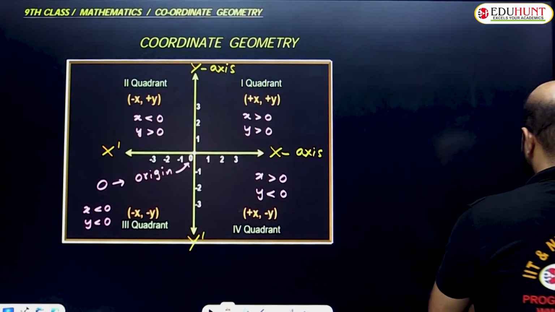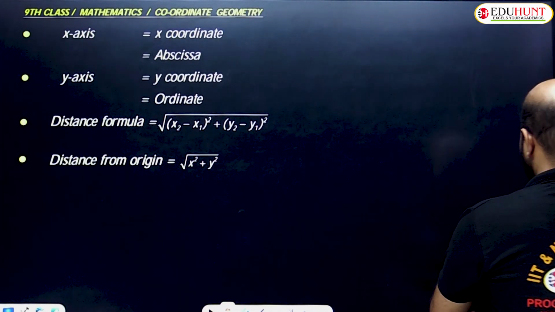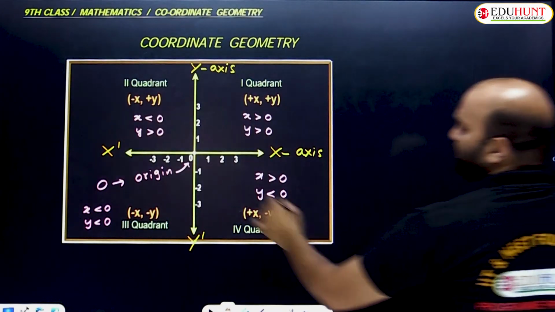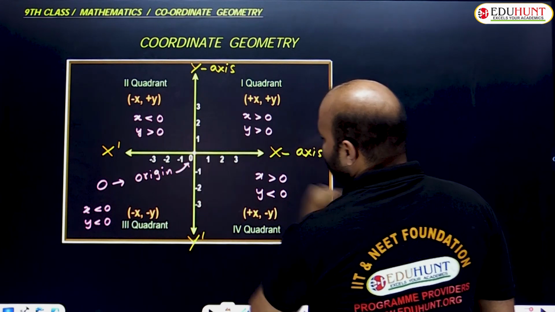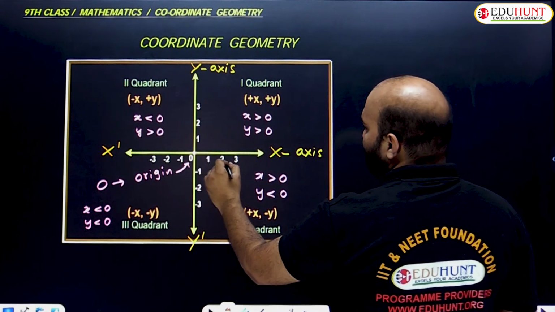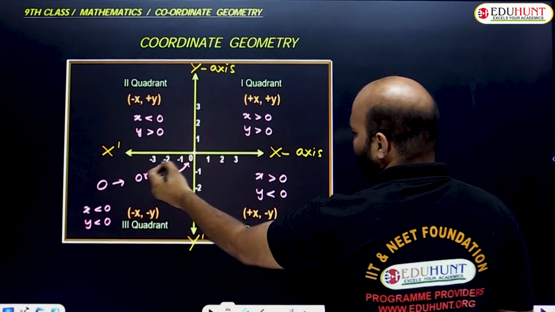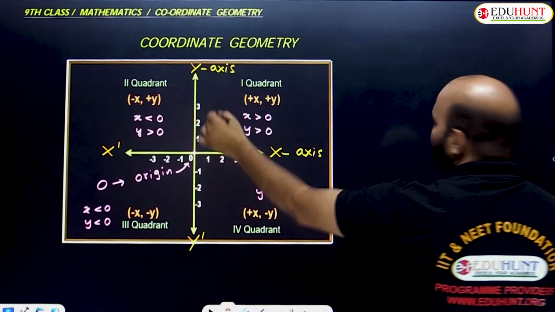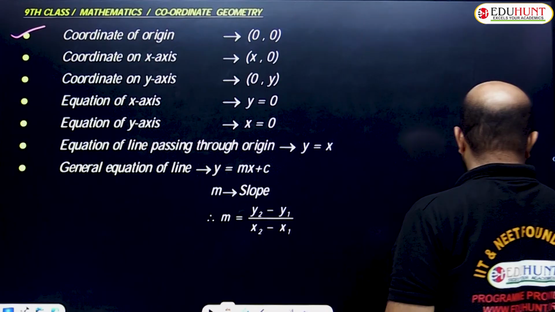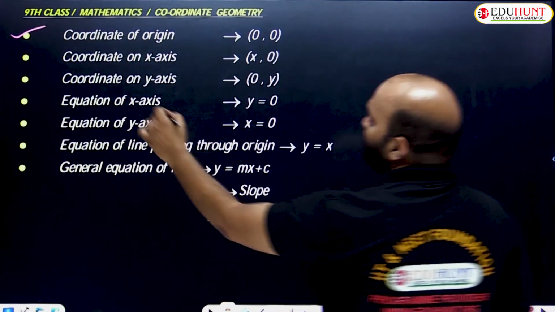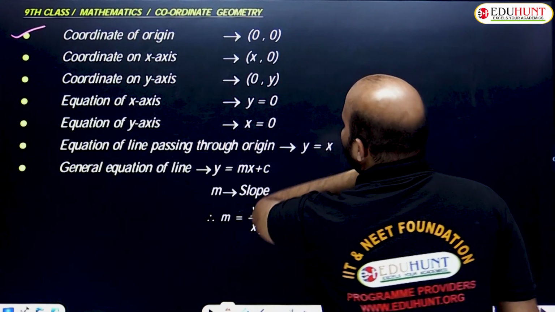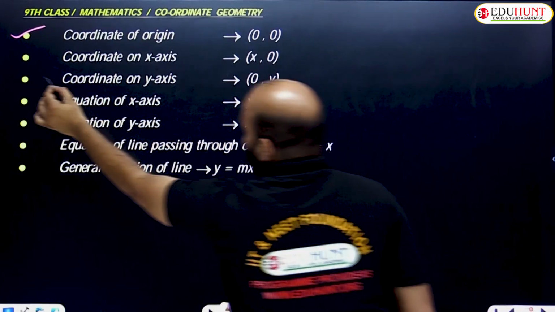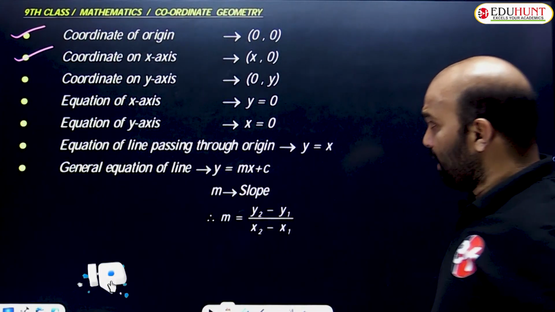For example, the coordinate on x-axis. Clearly we need to observe this is an x-axis point. In an x-axis point, the x value can be positive or negative, but y should be 0. So it appears on the x-axis. Clearly we need to understand the coordinate of x-axis, how to find the coordinate points on x-axis: small x comma 0.